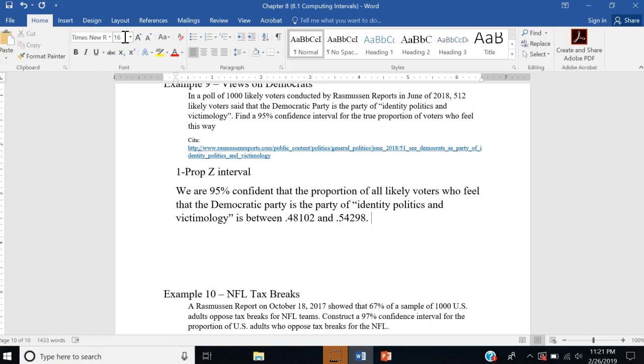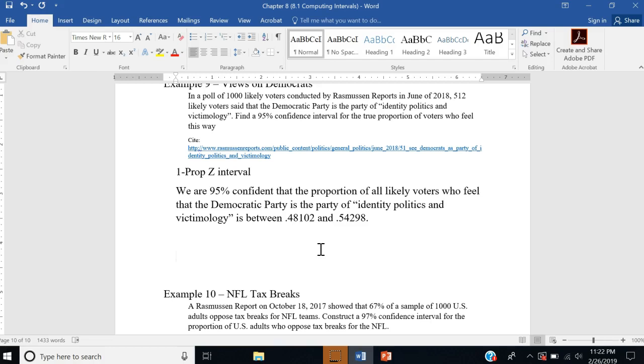All right, so there you go. We are 95% confident that the proportion of all likely voters who feel that the Democratic Party is the party of identity politics and victimology is between 0.48102 and 0.54298. I think they want me to capitalize that P. There we go. All right. So there it is. Again, finding the confidence intervals.